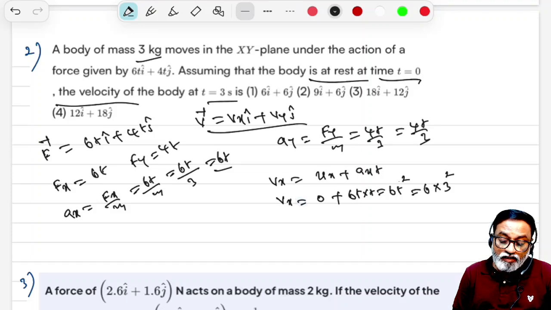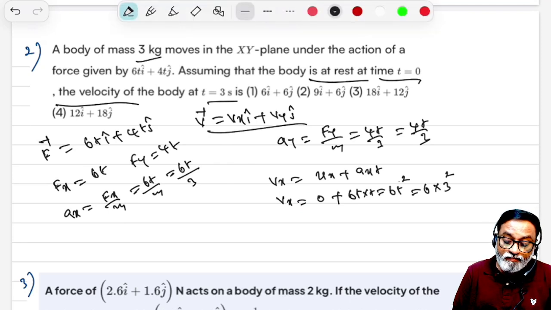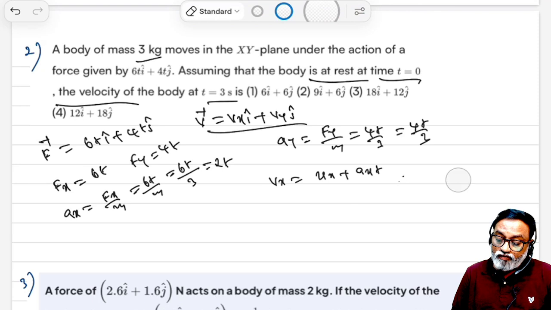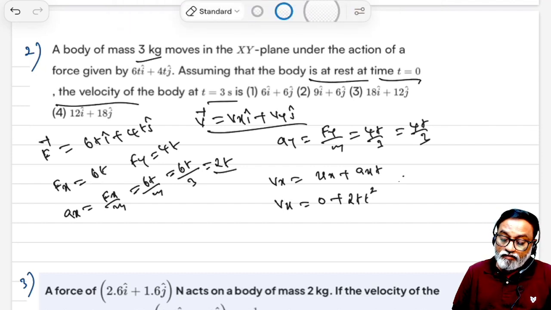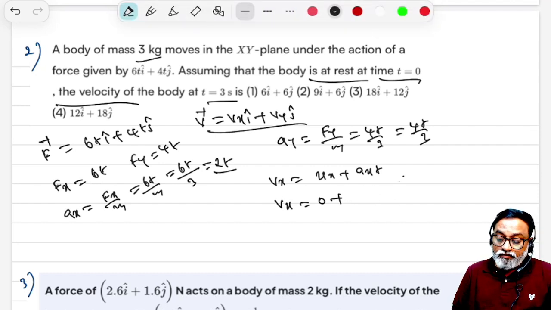Sorry, here 3 becomes 2t. Therefore here Vx is equal to ux, which is 0, plus ax into t, that is 2t into t. This becomes 2t square. Therefore 2 into t is given as 3, 3 square, 9, 2 nines are 18.